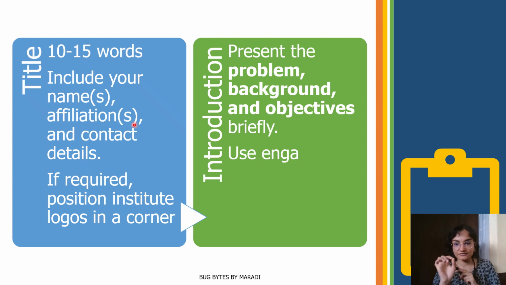Okay, to have these things in the first column of your poster: title, names, affiliation, contact details or email ID, along with the logos. I'll discuss that in the upcoming slide.